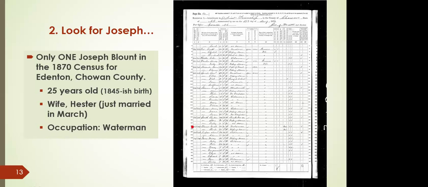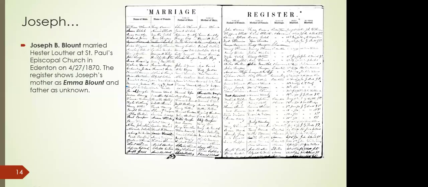So as I continued to research him, I did find that marriage record for Joseph B. Blunt, and you do begin to see him often with the middle initial B, although I have not found what it stands for. Joseph B. Blunt marries Hester Lowther at St. Paul's Episcopal Church in Edenton on April 27th, 1870. Now, I know the census said March, but March and April are really close together, and all of the rest of this matches. Joseph, Hester, they're a month difference. So one of the records is right, one of the records is wrong.